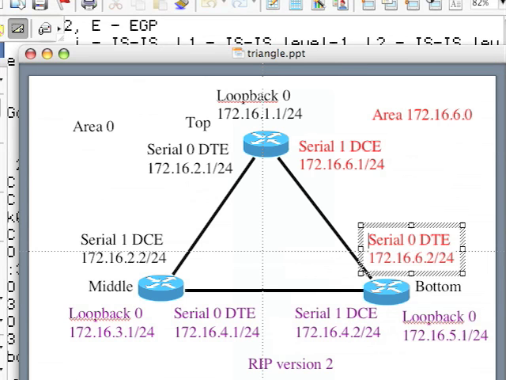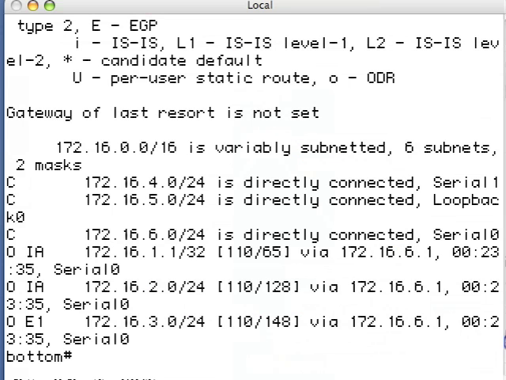Well, OSPF has a lower administrative distance than RIP. You can see here in the route table that the administrative distance of OSPF is 110, which is more believable than the administrative distance of RIP, which is 120. So our router has a choice of the RIP route or the OSPF route to put in the route table, and it puts the OSPF route in.